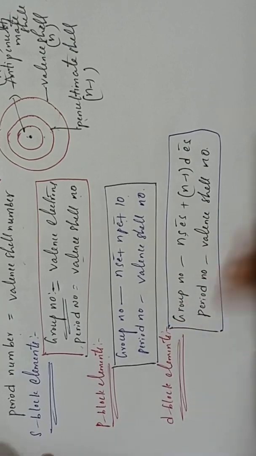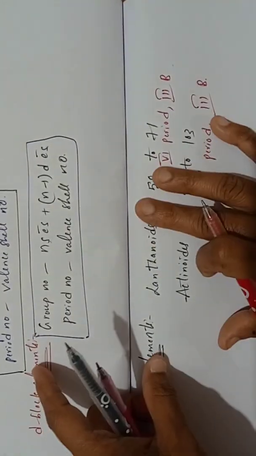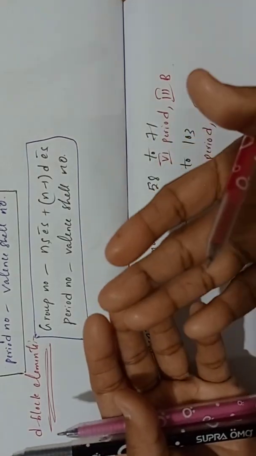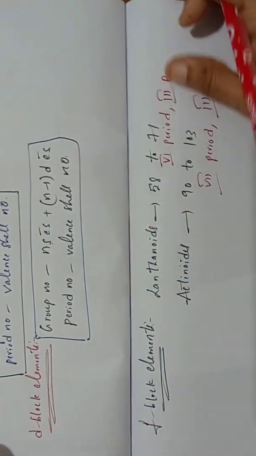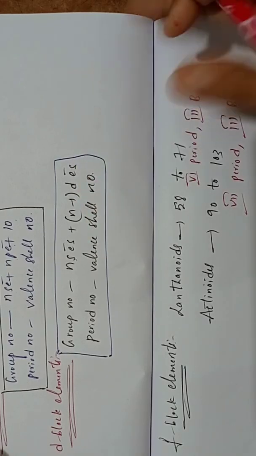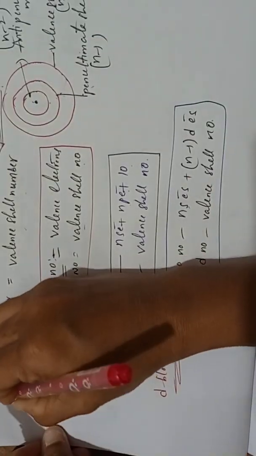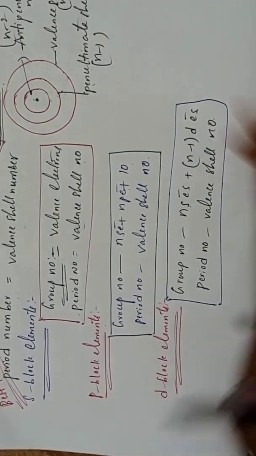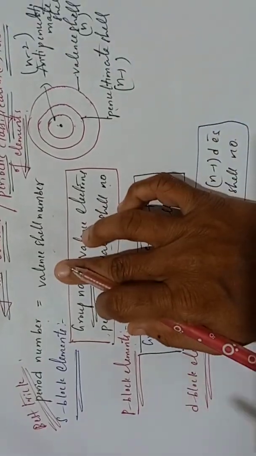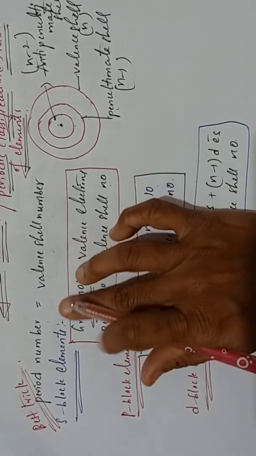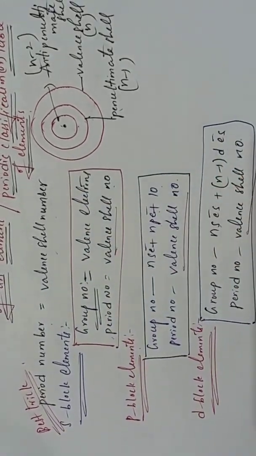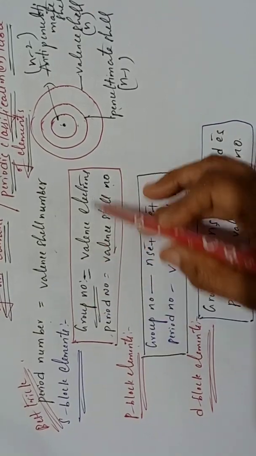S block, P block, D block and F block. These formulas, just remember, students. You can easily calculate the group number and the period number. This is the best trick, students. You have to practice this one trick. For S block, P block, D block, the period number is the same, the valence shell number. Correct? Only the group number changes.